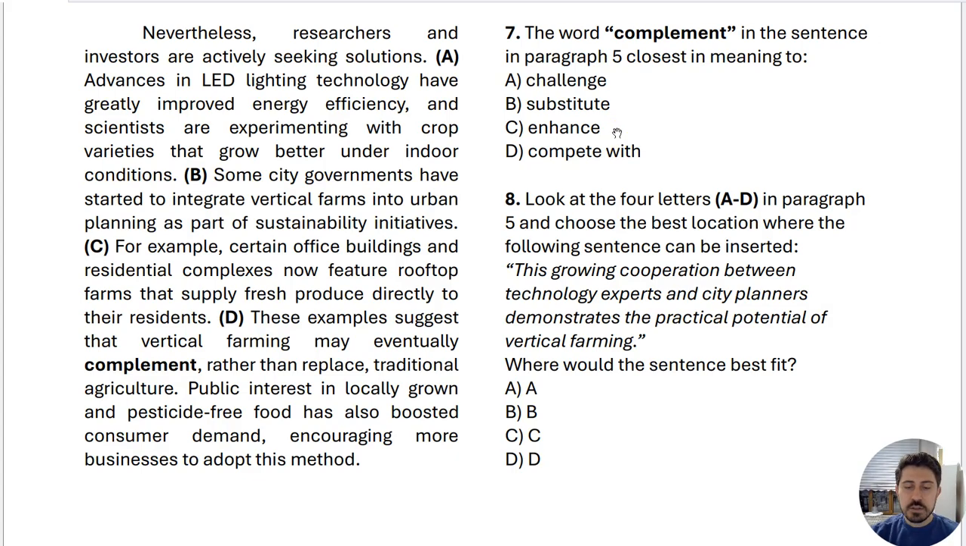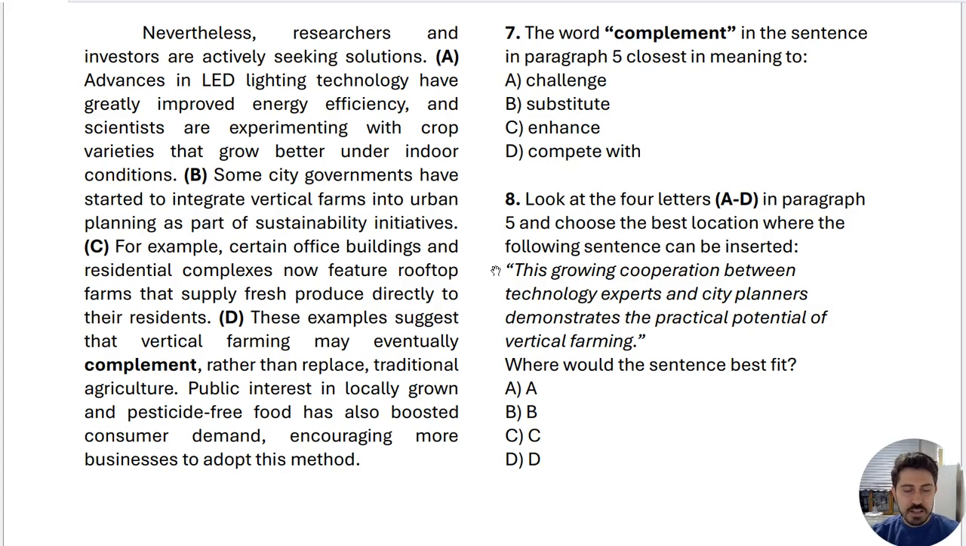If not, you need to focus on the context. Right after complement, the paragraph says, rather than replace. Well, this means complement should be the opposite of replace. The closest word to replace here, and probably the most important distractor for us, is substitute, which is a direct equivalent of replace. We should avoid this. The other options should not challenge us in this question.